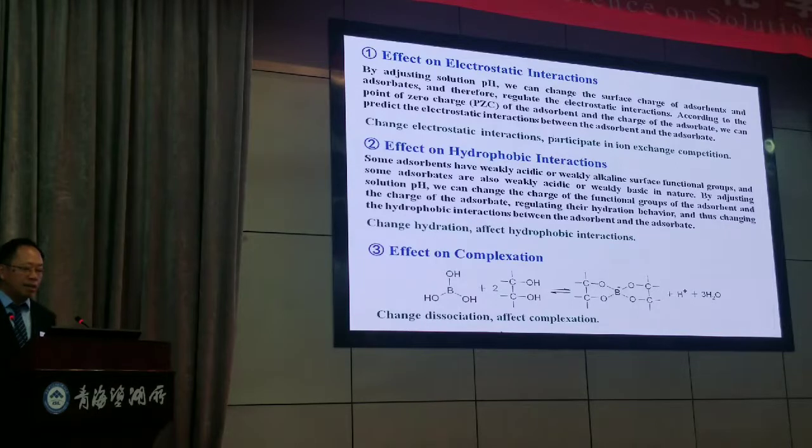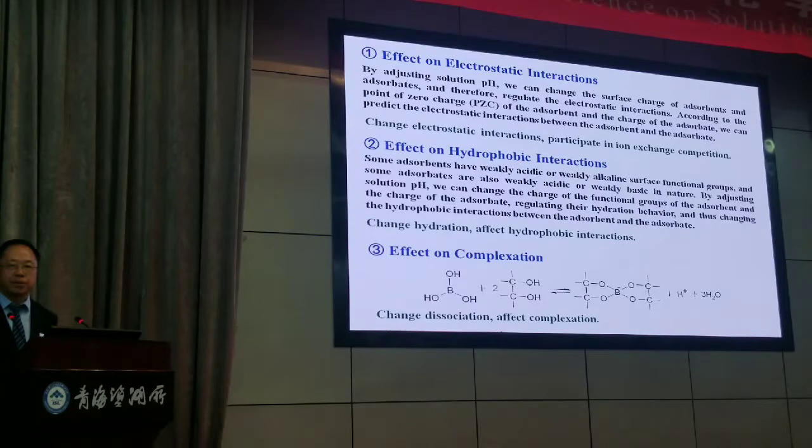Effect of pH on electrostatic interaction. By adjusting solution pH, we can change the surface charge of adsorbents and adsorbates, and therefore regulate electrostatic interaction. According to the point of zero charge of the adsorbent and the charge of the adsorbate, we can predict the electrostatic interactions between the adsorbent and the adsorbate.